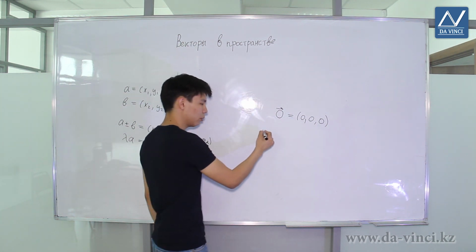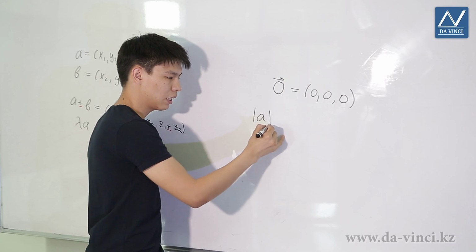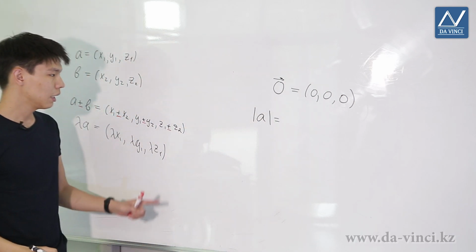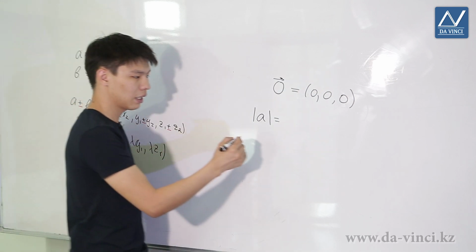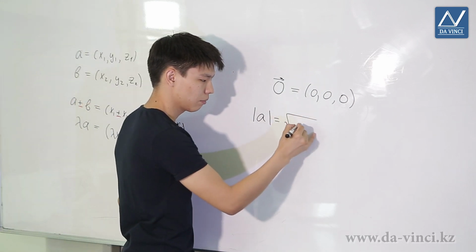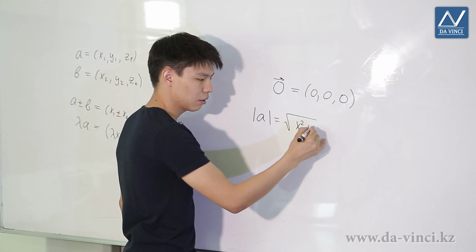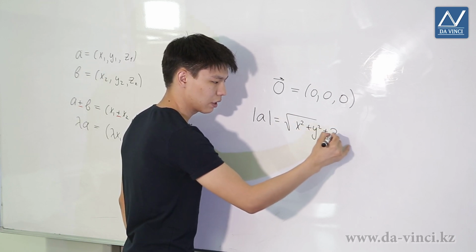Let's find the length of the vector. Let me remind you that the length of a vector is the length of the corresponding segment. If we have a vector A that has coordinates x, y, and z, then the length of the vector A through the coordinates is calculated as the root of x squared plus y squared plus z squared.